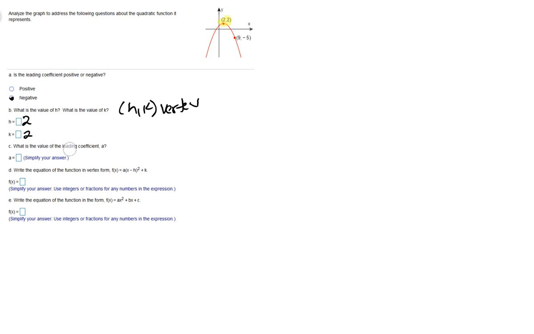The next part says, what is the value of the leading coefficient a? This is going to take a little bit more work to get. So what we have to do is use our vertex form, f of x equals a times x minus h squared plus k, and we're going to use the values in the graph. So we have the 2, 2, which gives us the h and the k. And then we have the second point on the graph, the 9, negative 5. The 9 represents the x, and negative 5 is a y, but we can also use f of x to represent y.